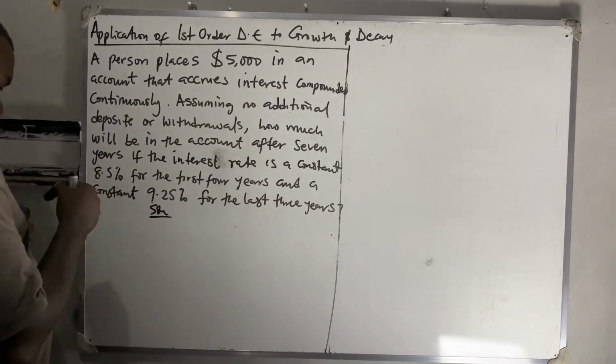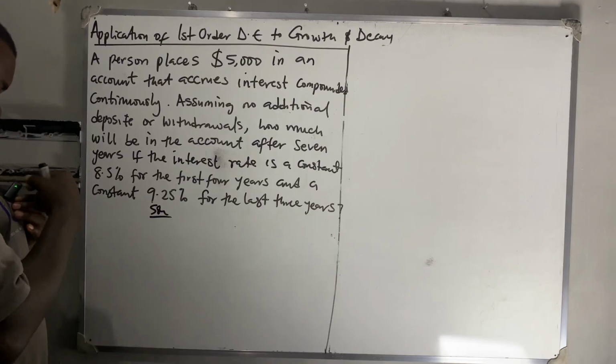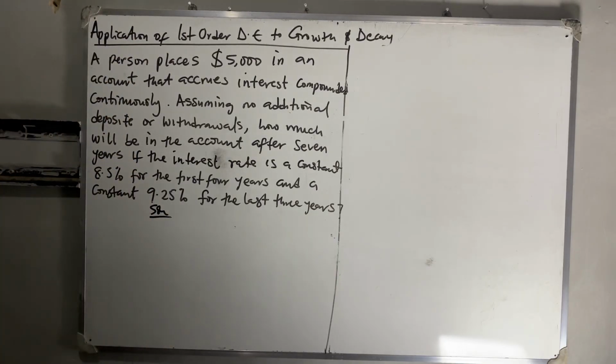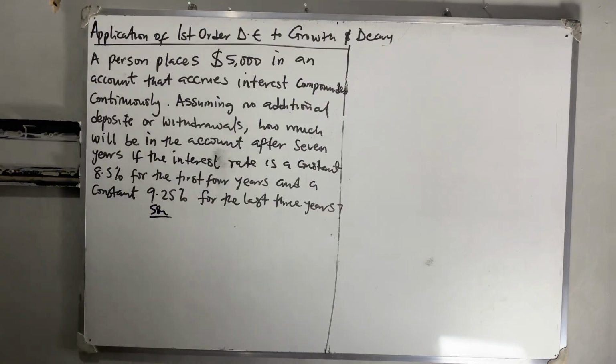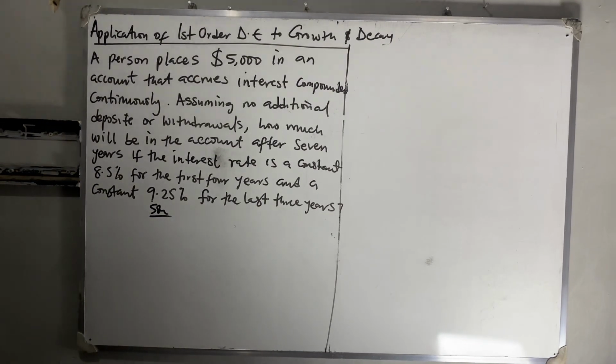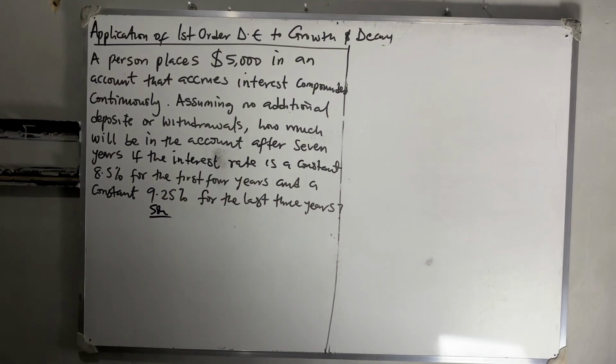In this video, we are going to be talking about the application of first order differential equations to growth and decay. The question says that a person placed $5,000 in an account that is compounded continuously, assuming no additional deposit or withdrawal. How much will be in the account after 7 years if the interest rate is a constant 8.5% for the first 4 years and a constant 9.25% for the last 3 years?